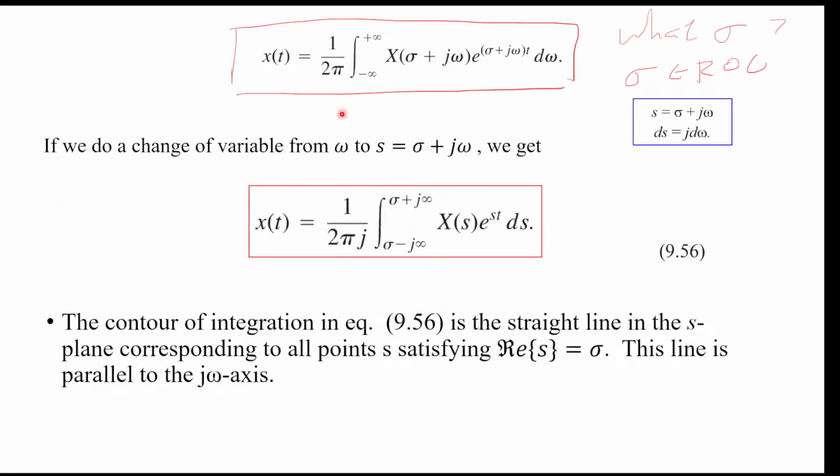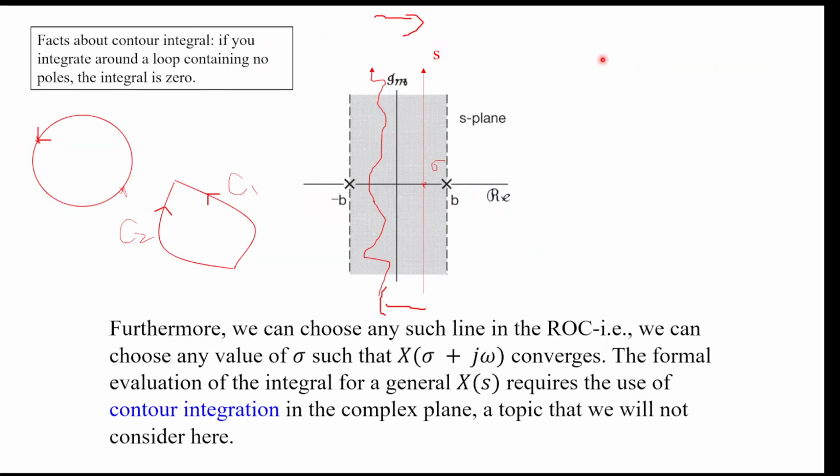And how this integration depends on ROC is that there is a sigma parameter you can choose, and you need to choose sigma inside the ROC. That also means that you need to pick the contour of your integral to be inside your ROC. But most of the time we don't do this integration.